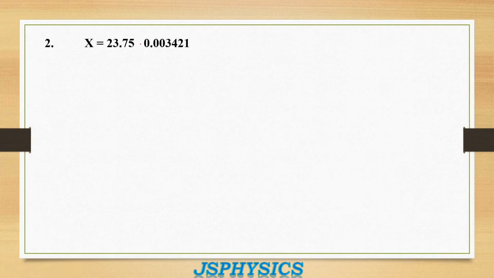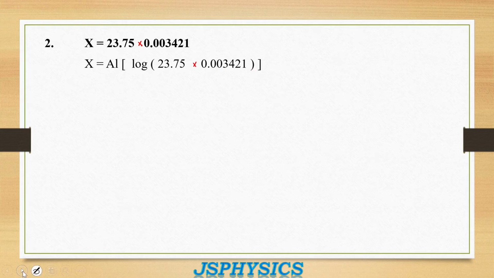Now we'll want to multiply these two numbers, 23.75 and 0.003421. Now steps will be same. We'll take the anti-log of 23.75 into 0.003421. As we know, in logarithms, multiplication is replaced by addition.